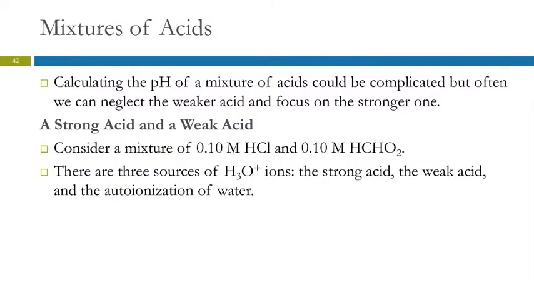Okay, so what if we have mixtures of acids, more than one acid? This could be really complicated, but most of the time we can just ignore the weak acid and look at the strong acid, because it'll turn out that the contribution from the weak acid is so small it doesn't matter. So if we look at a mixture of 0.1 molar HCl and 0.1 molar HCHO2, this is formic acid, there are 3 sources of hydronium ions now. We've got the strong acid, we've got the weak acid, and we have the autoionization of water.